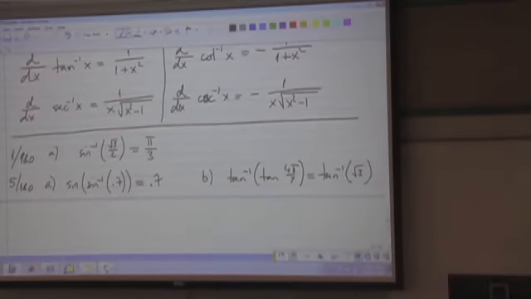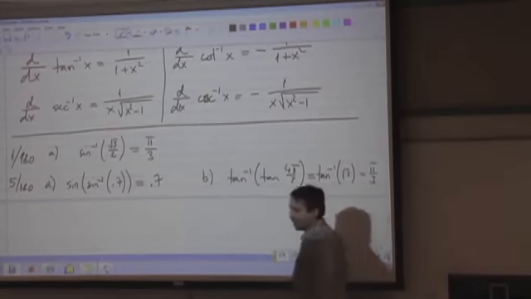Root 3, you say? Remember, tangent is sine over cosine. We just discussed the fact that sine of pi over 3 is root 3 over 2. So it'll be root 3 over 2 divided by 1/2. So we just get root 3. And now what is tangent inverse of root 3? Pi over 3. Does that make sense?